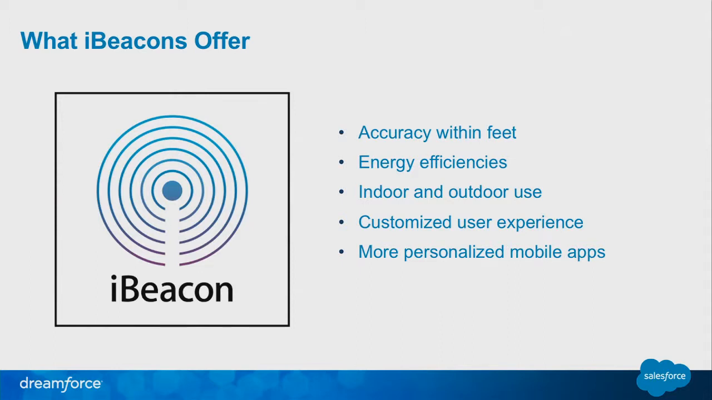That's really where iBeacons picks up, where GPS and Wi-Fi for location services leaves off. Because it gives you the ability to get accuracy within a few feet, and we can get right down to where that iBeacon is located. It also is energy efficient because it uses the Bluetooth low energy protocol. It's available indoors, so we don't have to have a GPS signal. And we can really customize our user experience and make our application more personal using iBeacons.